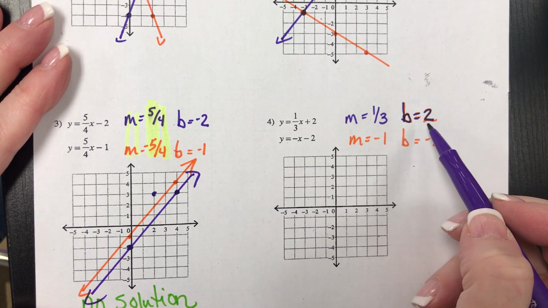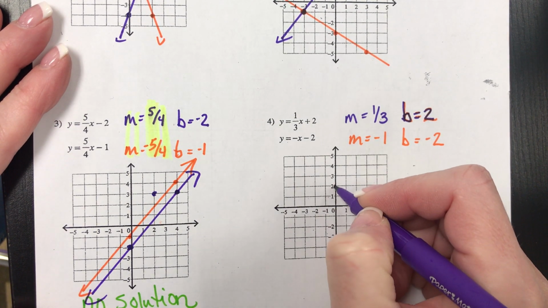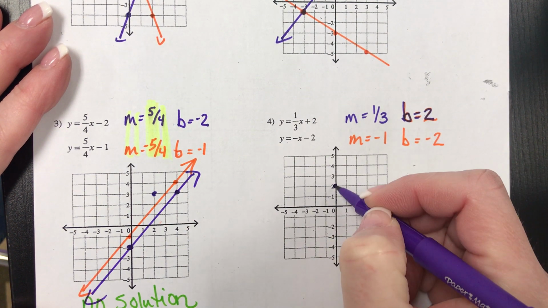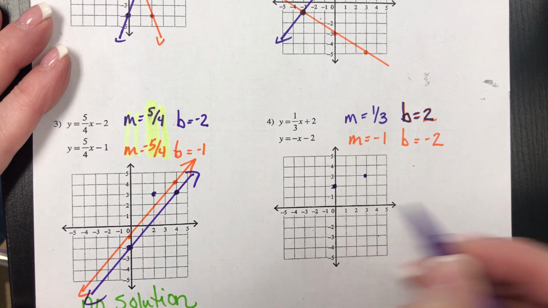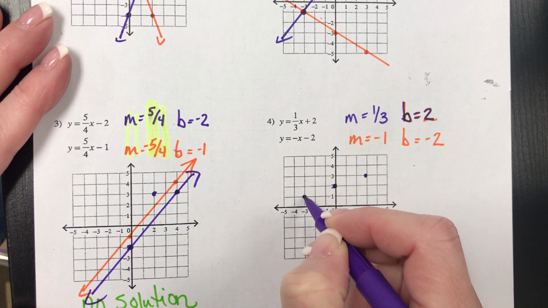All right, so M is 1/3 and B is 2. So mark the 2. M is 1/3, so up 1 over 3. Can't go any more to the right, so I'm going to go down and to the left.